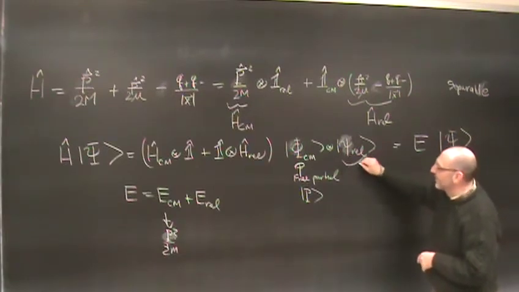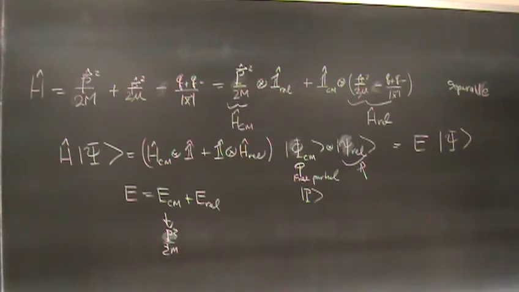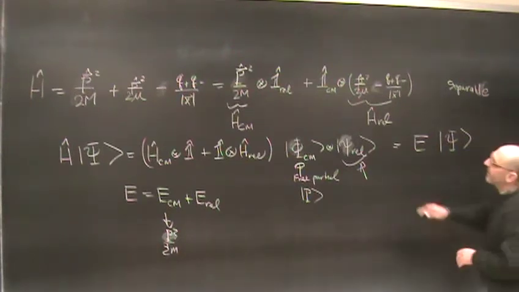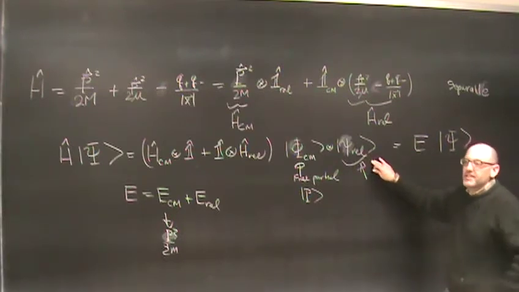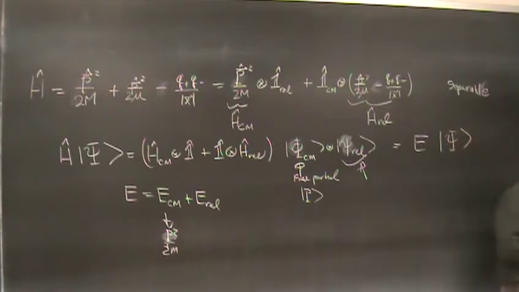Right now, we want to talk about this part, the quantization of the states of relative motion of the negative charge relative to the positive charge. That is to say, in hydrogen, the motion of the electron relative to the proton.